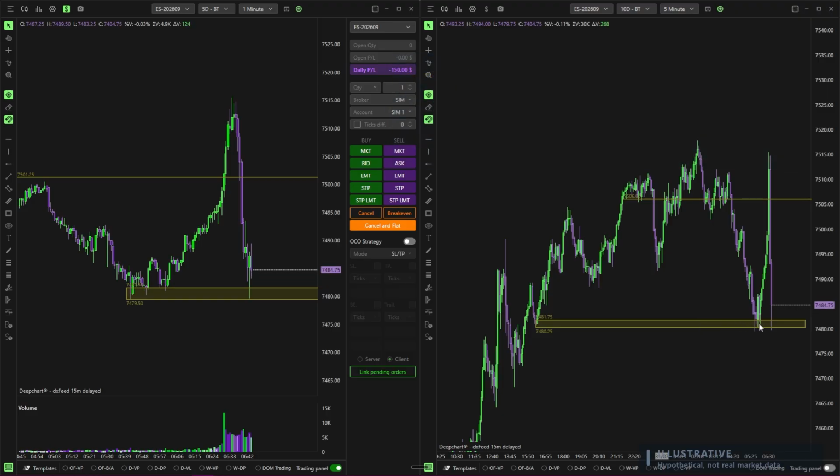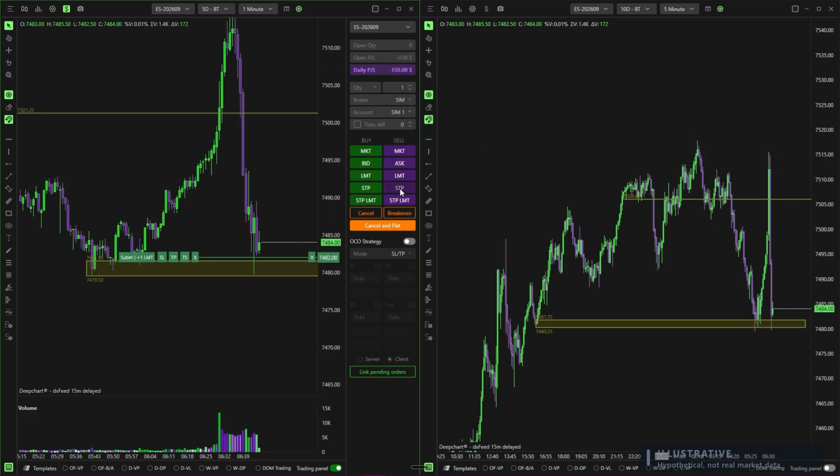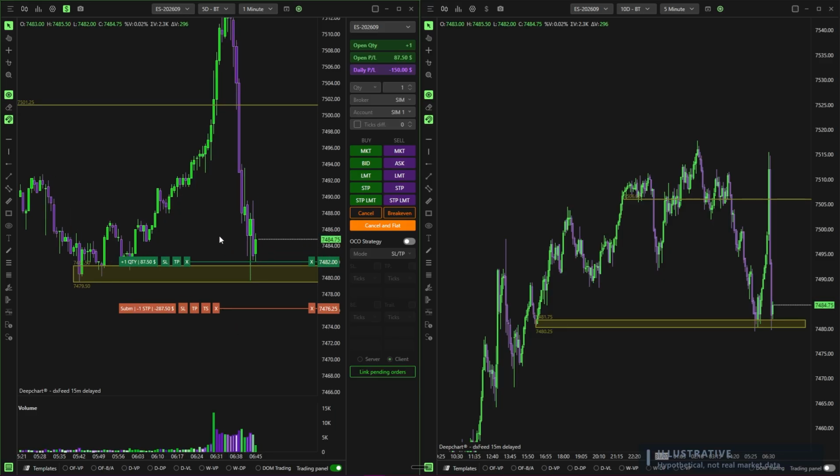So if we think this level is going to hold and we want to get a certain price, we could set a limit order here. And to protect our position, if it fills, we would set a stop order down there. And let's wait to see if we get filled. We did get filled. So now we're long with a sell stop below this level.